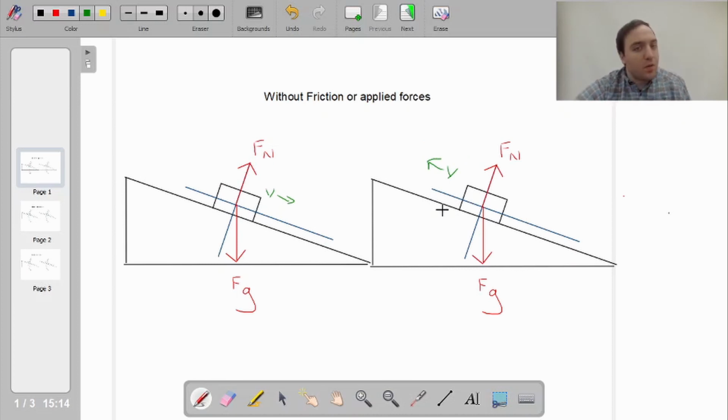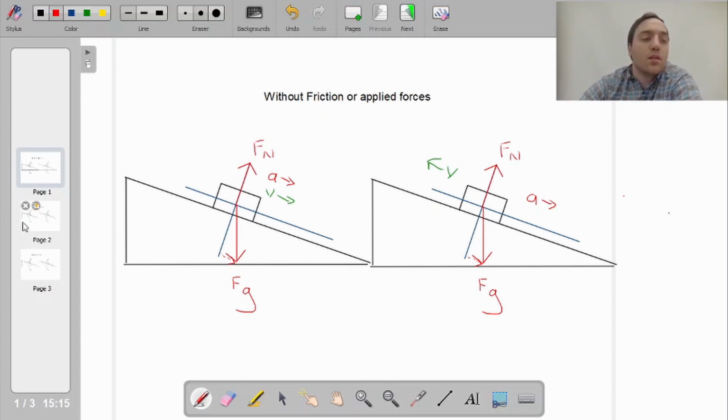Now for this setup, without any friction being a factor on a smooth ramp, the acceleration is the same either way. There's only one force acting in the x direction, and that's this little chunk of the force gravity here, pointing down. In this case, no matter which way the velocity is going, the acceleration, or the net force, is going this way, which would speed this box up or slow this box down. This is only if there's no friction or no applied forces.